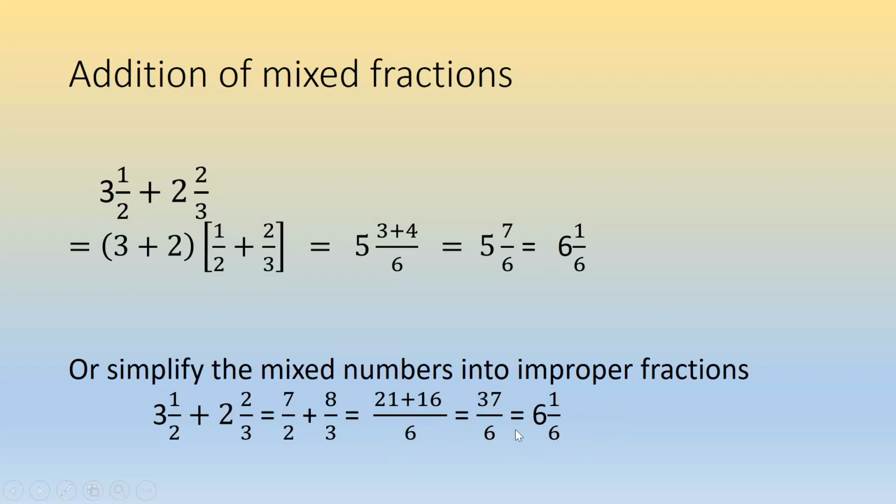number, 1 over 6, 6 can go into 37 once. You know that when you multiply 6 times 6, you have 36. So 36, you have one remainder. So that remainder is here. The remainder is here. That is the one here. And your 6 remains as it is. That is your denominator. So you have 6 here. So you have 6 whole number, 1 over 6.